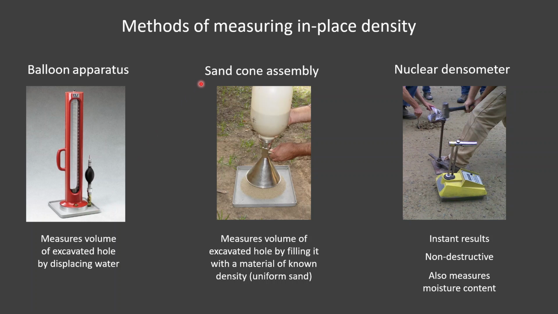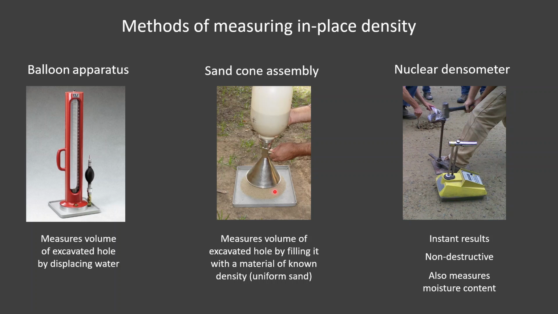More common, but still not very commonly done anymore, is a sand cone assembly. And a sand cone assembly works the same way, right? We have this kind of a template plate that we lay down on our soil that we're going to be testing. We excavate out a small portion below that plate, and then we fill in that hole with a material of known density. And what we use is Ottawa sand. It's a very uniform, very predictable sand.